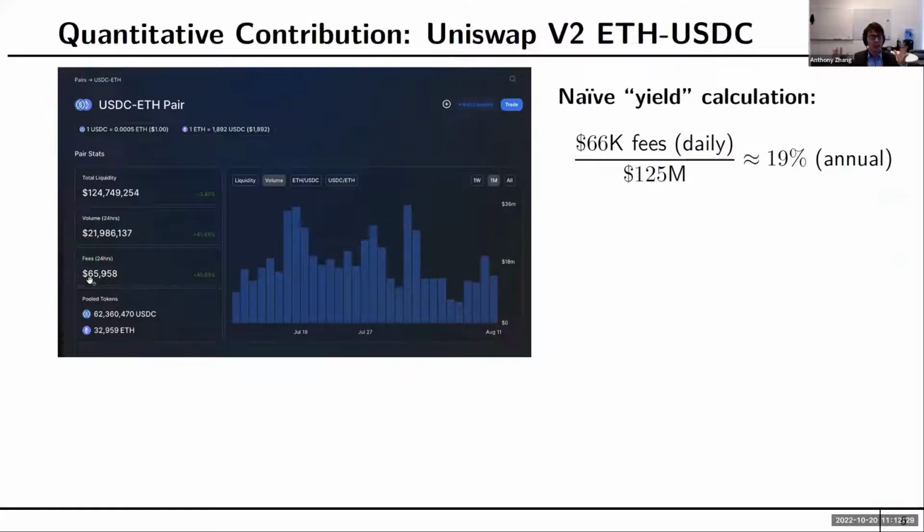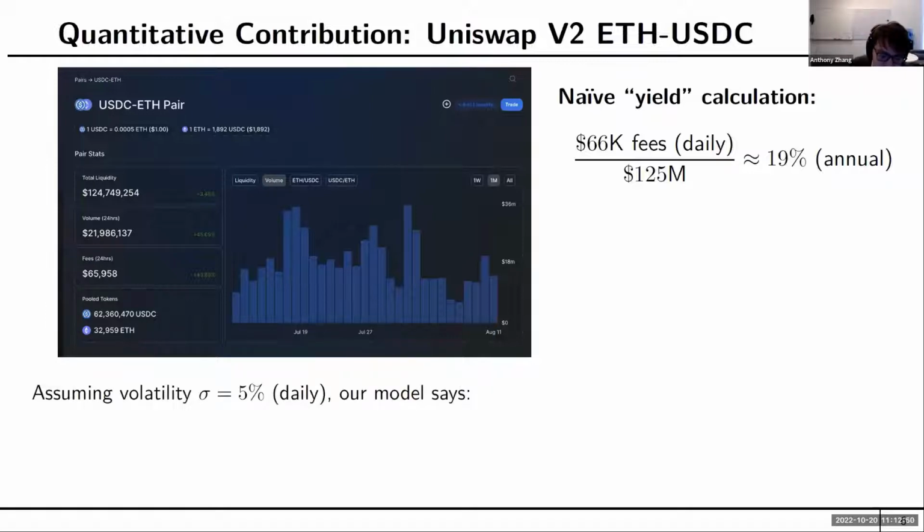If you totally ignore the fact that AMMs have costs, you could do a super naive calculation and say, well, I'm making 66K in fees a day on 125 million of capital. So all of the money in the pool on average is making around 20% returns annually, right? And the thing is, this ignores the cost, right? So how do we quantify the cost?